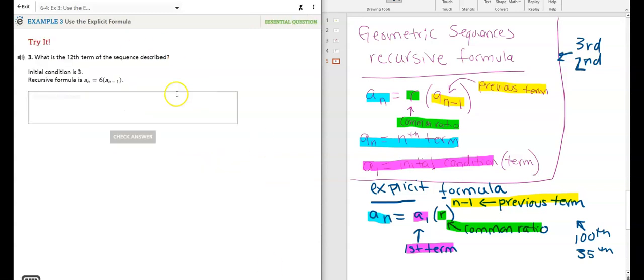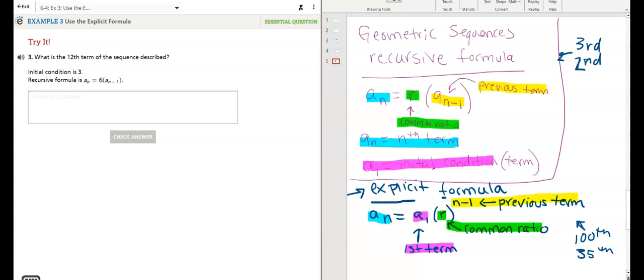So see if you can take that information and find the 12th term in the sequence below. They actually give you the recursive formula. Can you take the recursive and use that information to put it into explicit? Knowing that the initial condition, the initial term, is 3.